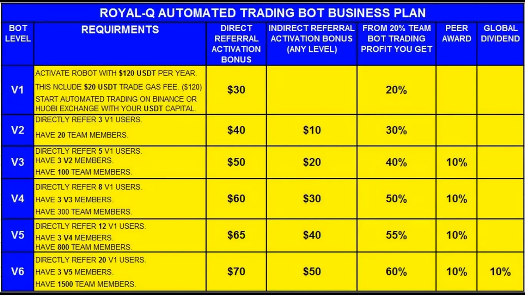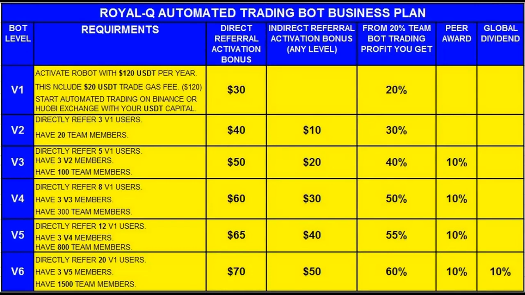And now as a V5, you now get $65 for any person you directly activate. You get $40 for people who come indirectly into your team. Then 55% from your team trading. And you also get 10% from your peer reward, leaders that join you on the same rank. Now, how to unlock the level 6? The level 6 is where you start seeing phenomenal income.